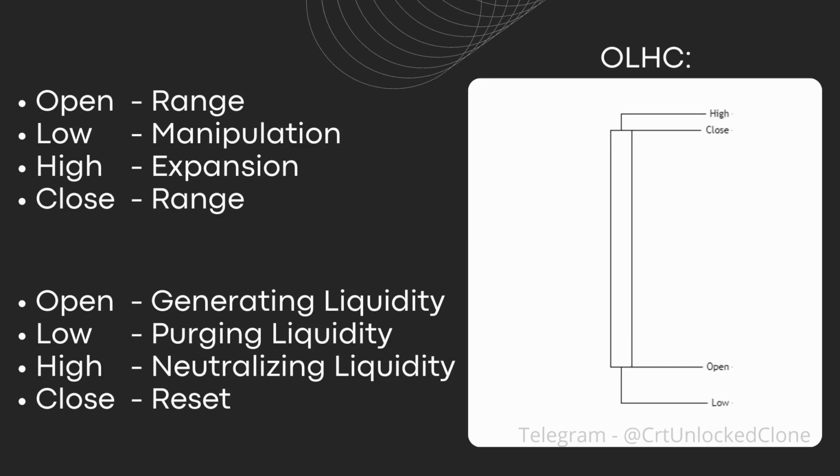Now let's repeat it once again. Opening time acts as a generation of liquidity, or forming a range. The low is found after the manipulation into a key level, and that is done to purge the liquidity which was generated earlier. After that liquidity is purged, we neutralize the liquidity by expanding above in the direction of the higher time frame drawn liquidity, and then price retraces close to the closing time, and the closing time acts as a reset for the whole cycle to repeat itself, right? The closing time closes the candle and resets the whole cycle or the whole sequence.